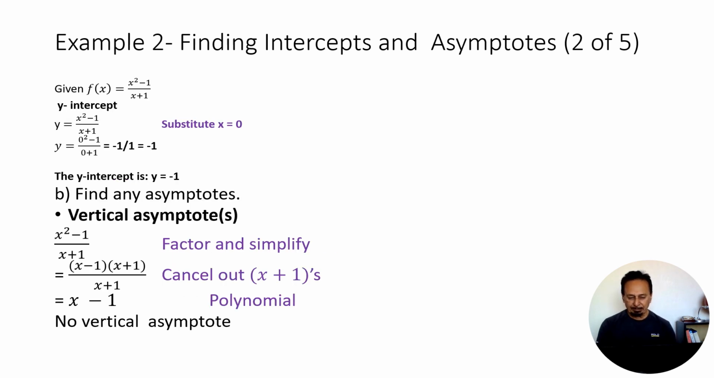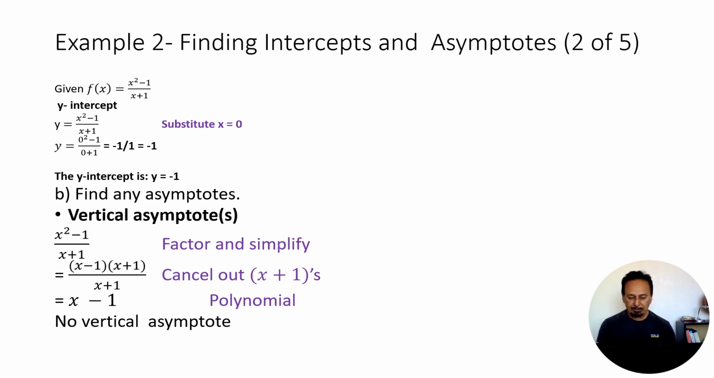Next, we find the y-intercept. To find the y-intercept, all you have to do is substitute x equals 0 into the equation. So y equals 0 squared minus 1 over 0 plus 1. 0 squared minus 1 is just minus 1, and 0 plus 1 is just 1. So you have negative 1 over 1, which becomes negative 1. So y equals negative 1, and the y-intercept is y equals minus 1.